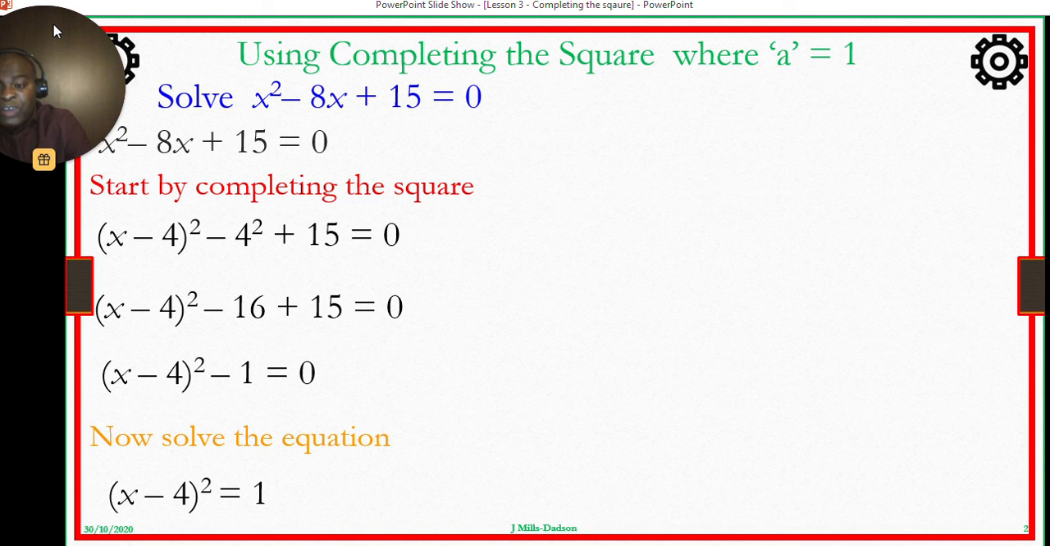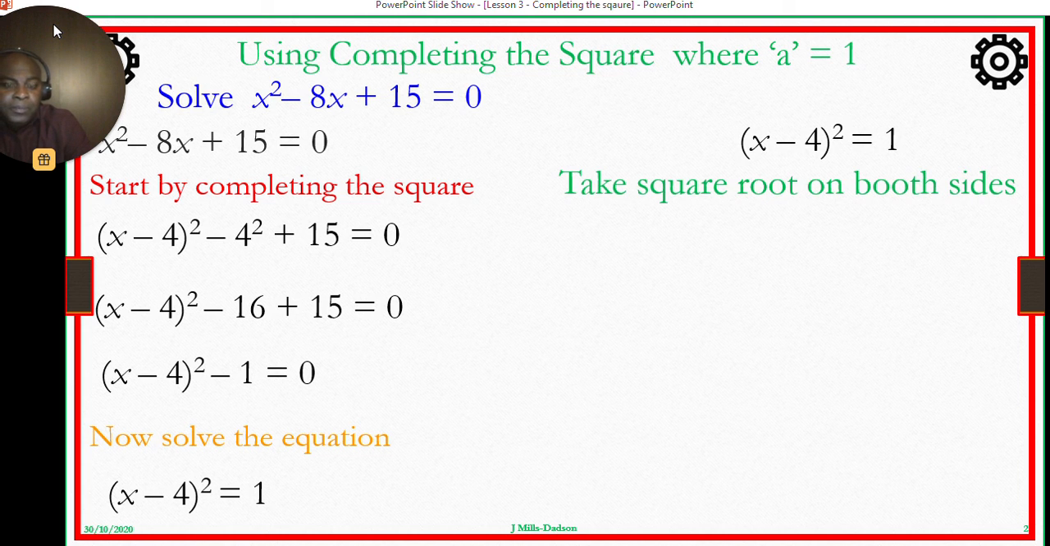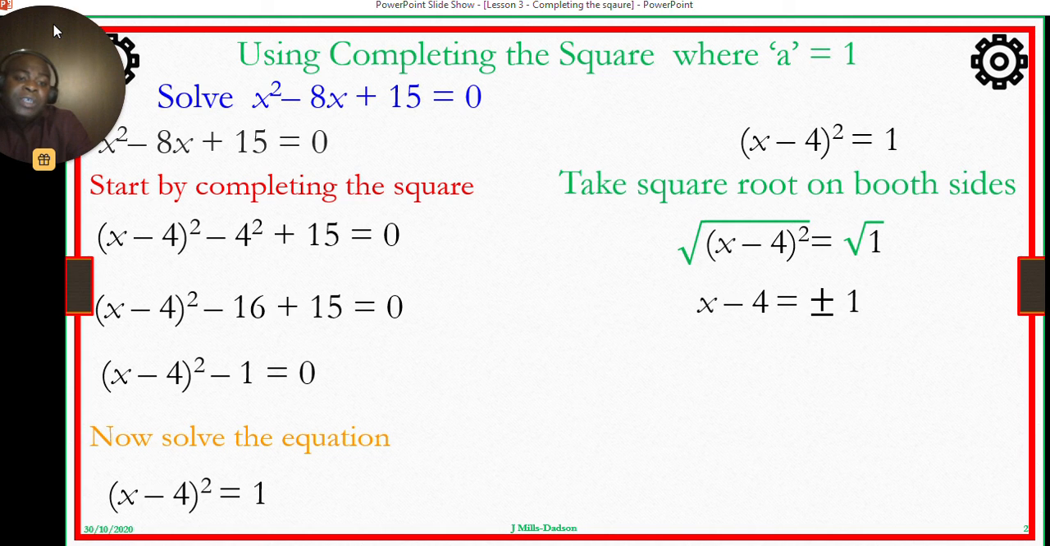We need to now find the square root of both sides to cancel off the square. So take the square root of both sides. That gives us x minus 4 equals plus or minus 1. Remember, when you find the square root of a positive number, you have both positive and negative answers. So to work out x, we add 4 to both sides. So x equals plus or minus 1 plus 4. That will help us split our answer into 2.